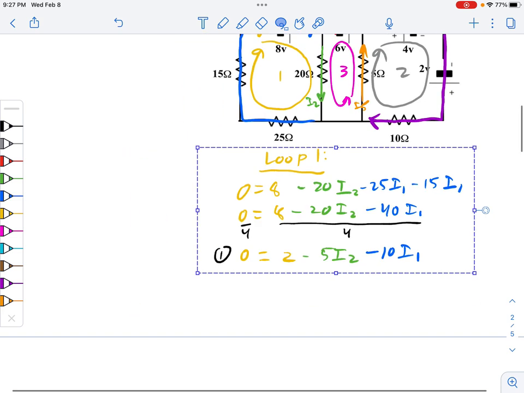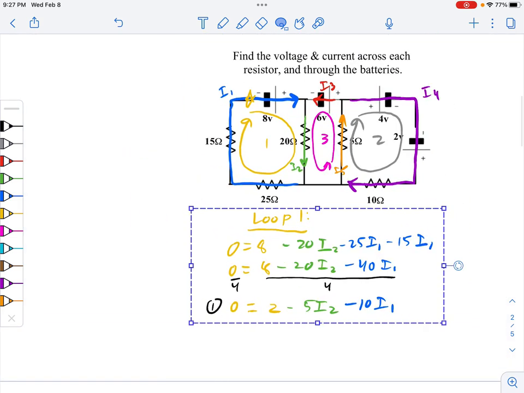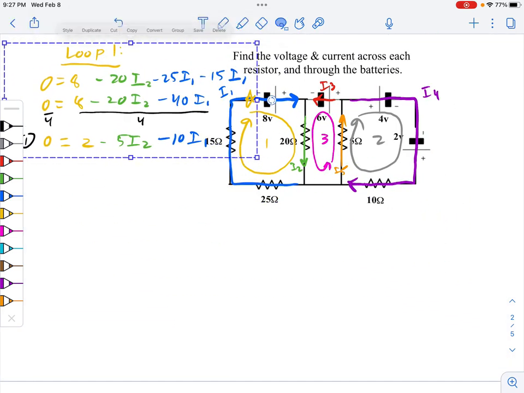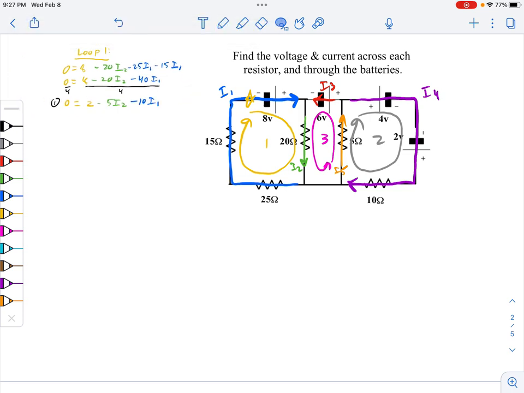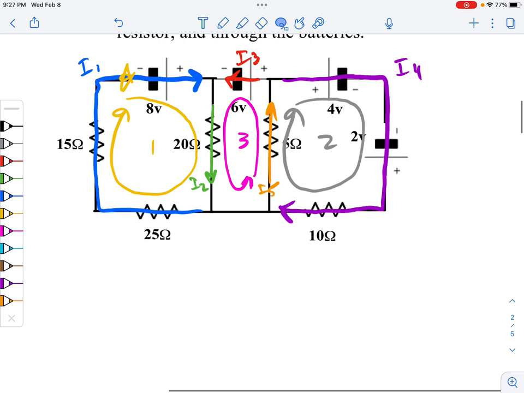All right, I need to write more equations, so I'm going to put this up over here. That's too big, so we'll make it smaller. We'll come back to that later if we need it. We're going to need it. All right, now let's go ahead and do loop 2. Loop 2, the great loop.